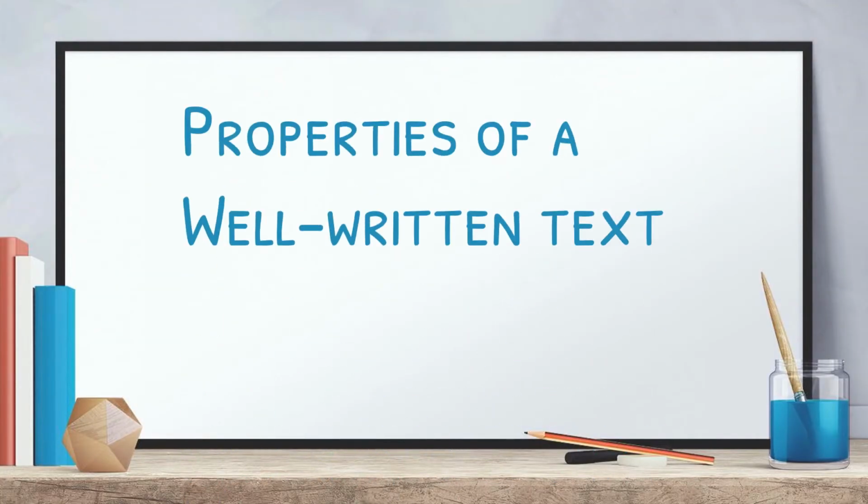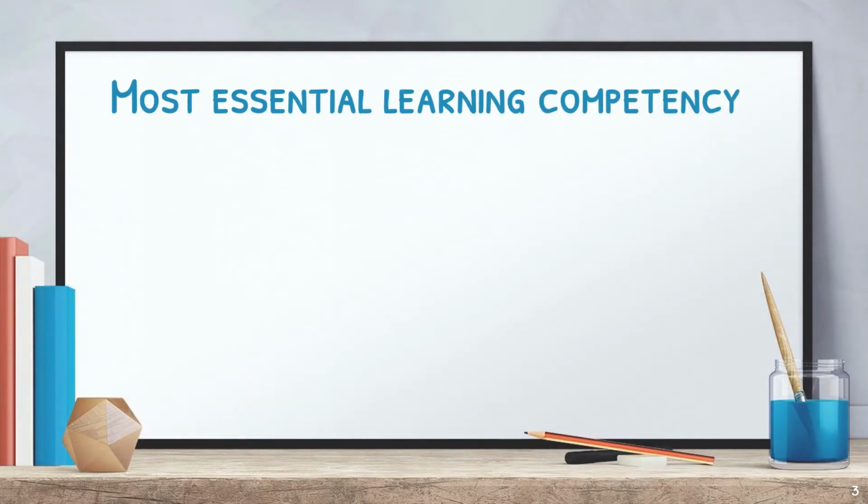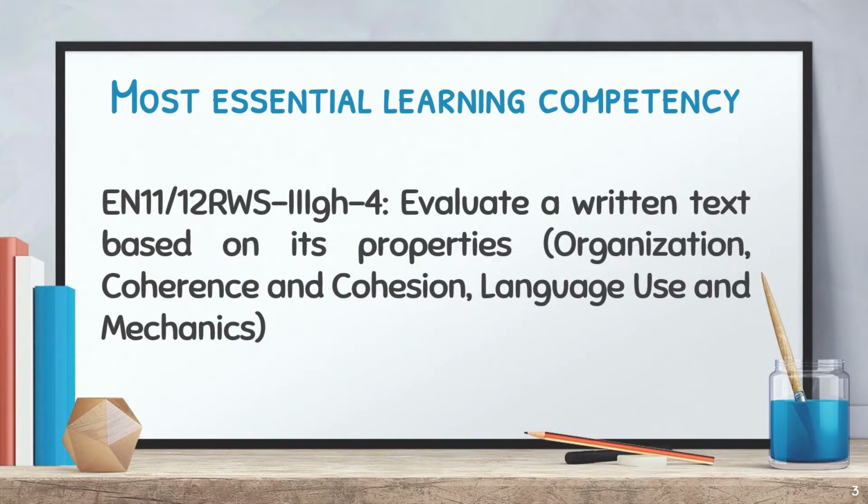For today's lesson, we'll be focusing on the properties of a well-written text. It is in continuation with what we've tackled last time: organization, coherence, and cohesion. Now, we will have language use and mechanics. At the end of the session, you are expected to achieve the most essential learning competency, which is to evaluate a written text based on its properties: organization, coherence and cohesion, language use, and mechanics.